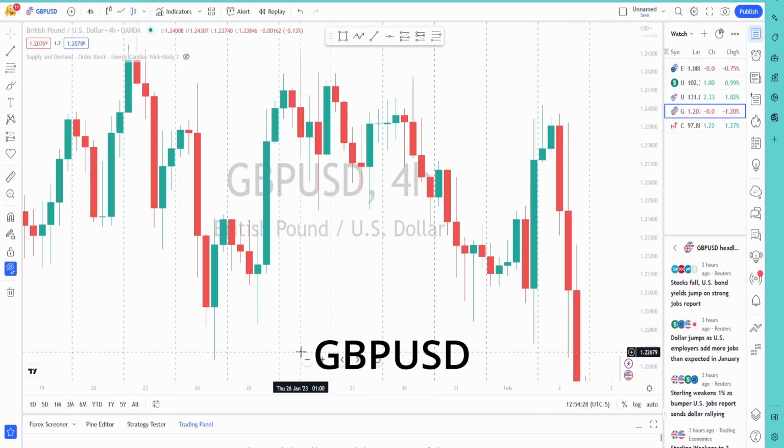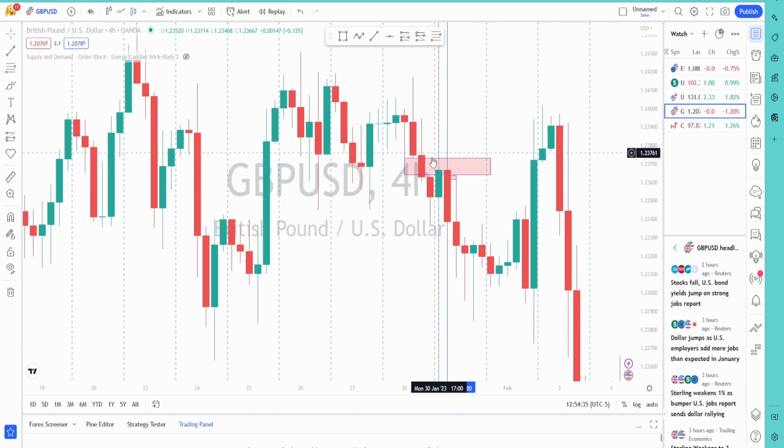Now, okay, so what we're looking at is GBP USD. Price comes up into this area and tests this area. You can see an area where price wasn't touching it at all.